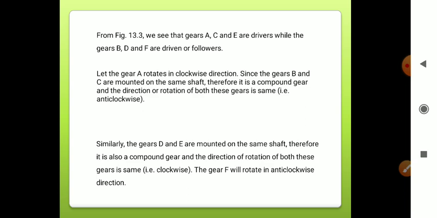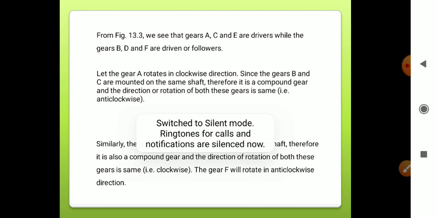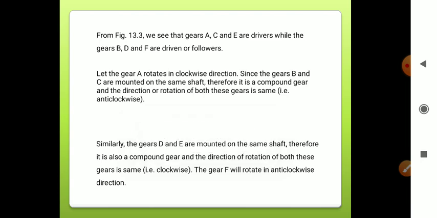That means gears D and E rotate in the same sense because these two gears are mounted on the same shaft. Now, what is the sense of rotation? This is connected with B and C. B and C gears rotate in anti-clockwise direction, so D and E will rotate in the opposite direction compared to B and C. Therefore gears D and E rotate in clockwise direction.